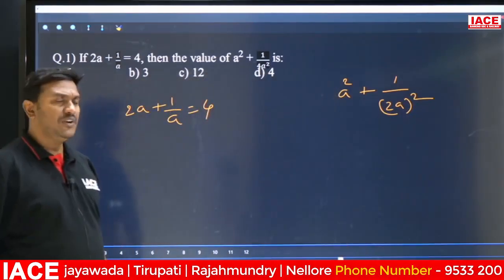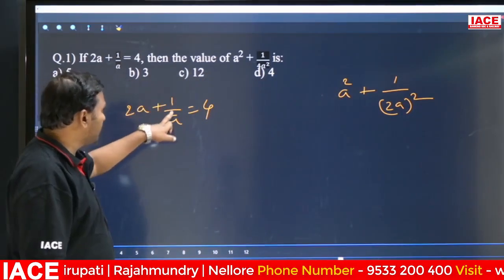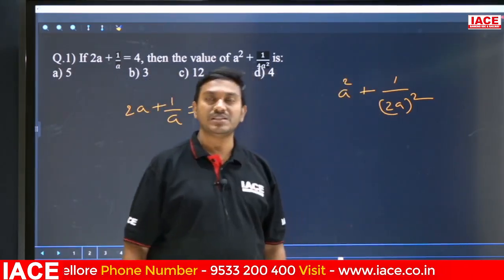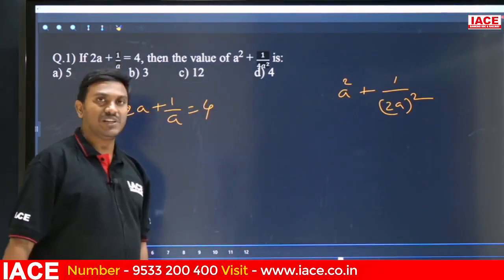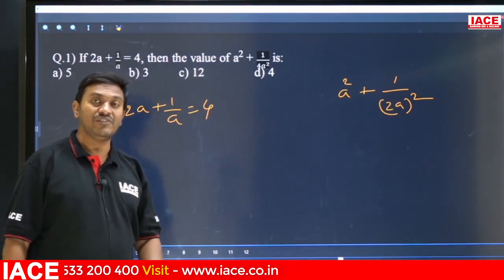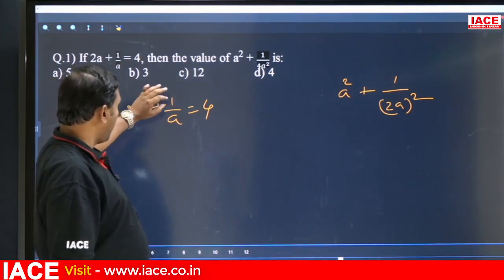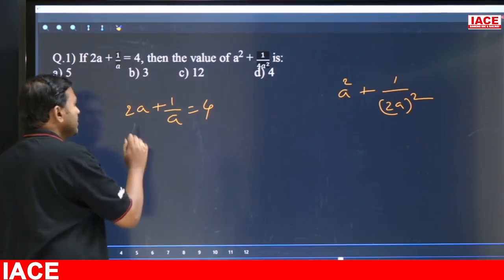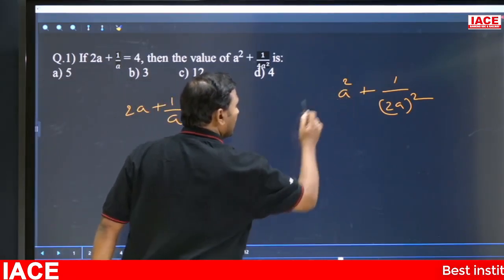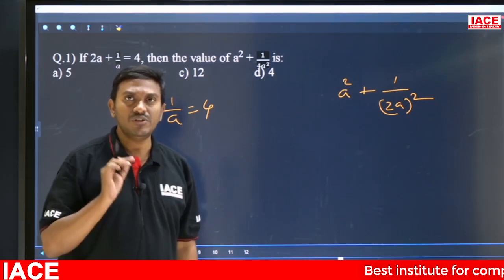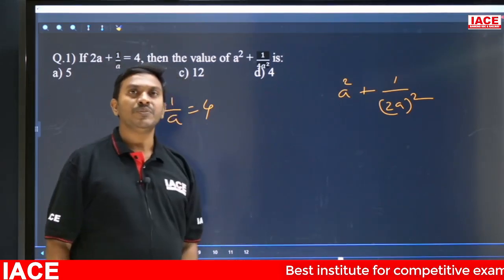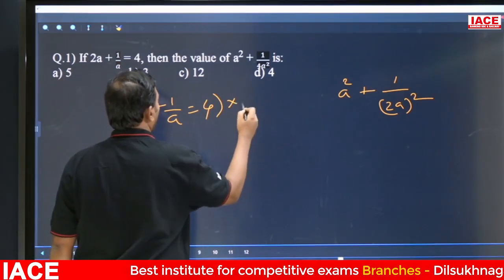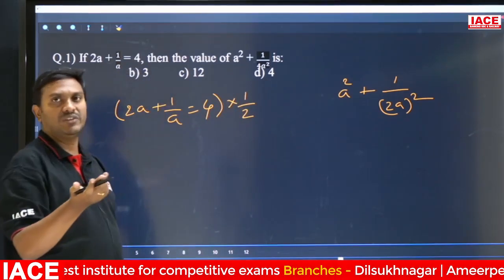If you observe carefully, 2a plus 1 by a is given, but here it is simply reversed: a plus 1 by 2a. Whenever you observe a reciprocal, first we have to convert our given equation into the required equation. How to convert? Here 2a is there, but instead of 2a we want a. So what do we have to do? We have to divide with 2, or multiply with 1 by 2, whatever it is.